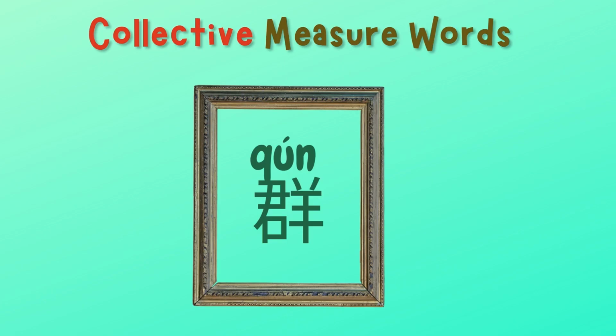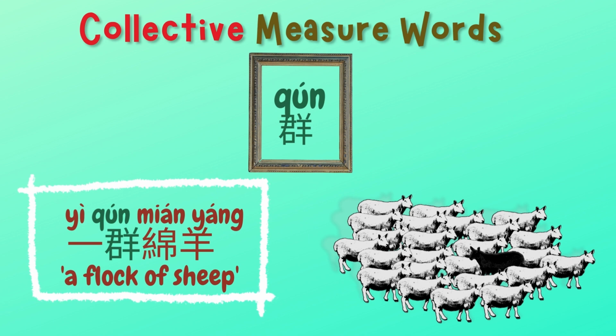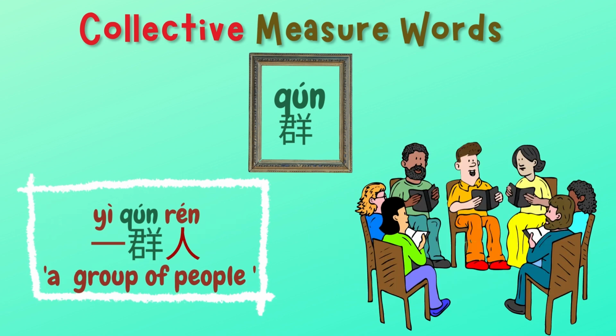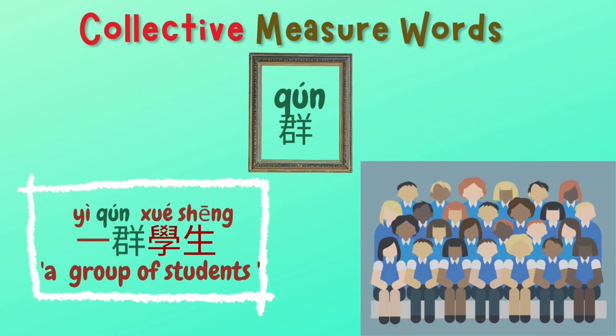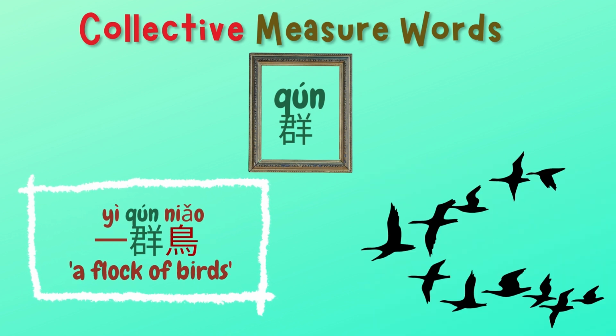The collective measure word 群 is commonly used to describe a group of animals, insects, or birds. It is similar to the English word herd or flock, and is usually used with animal names. 一群绵羊, a flock of sheep, 一群人, a group of people, 一群学生, a group of students, 一群鸟, a flock of birds.